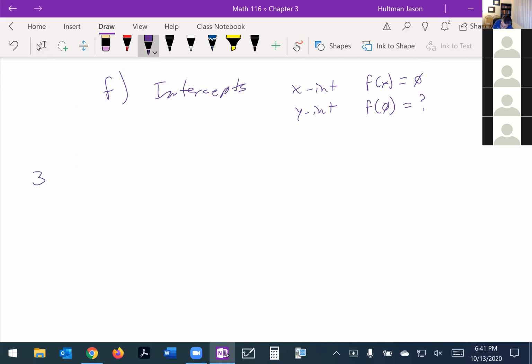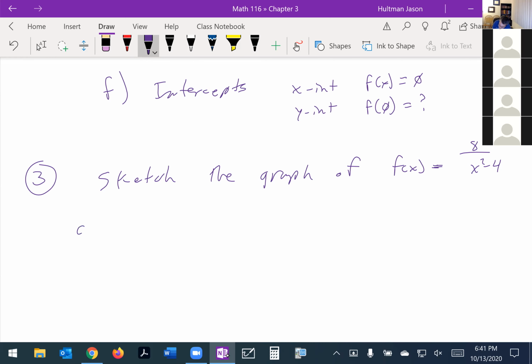Okay, so number 3. Sketch the graph of f of x is equal to 8 over x squared minus 4. So where do we want to start? We want to start with our critical values. We want to ask, where is this going to be equal to 0 when I take the derivative? So A, critical values.